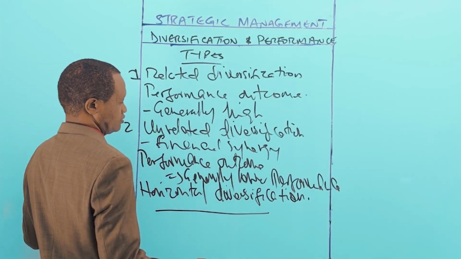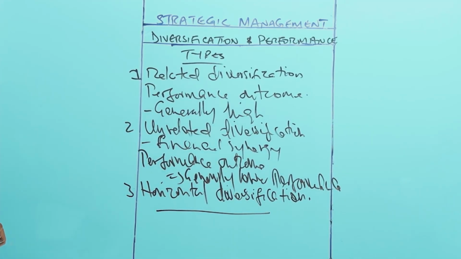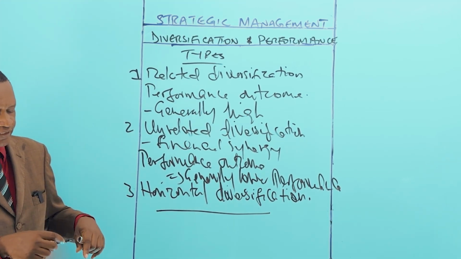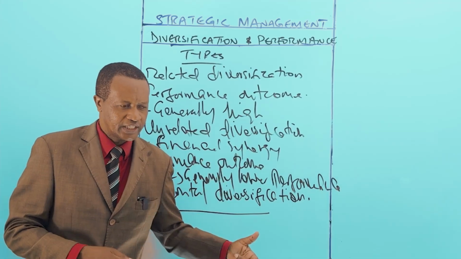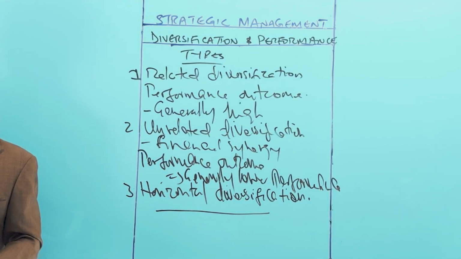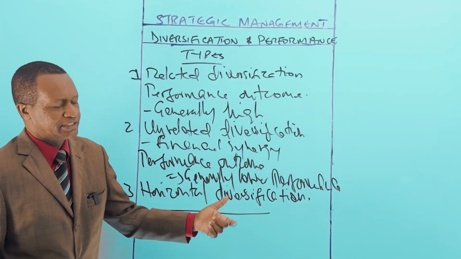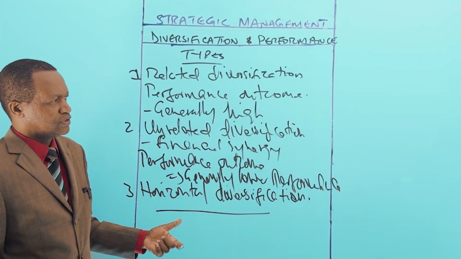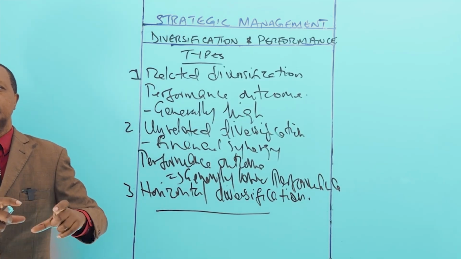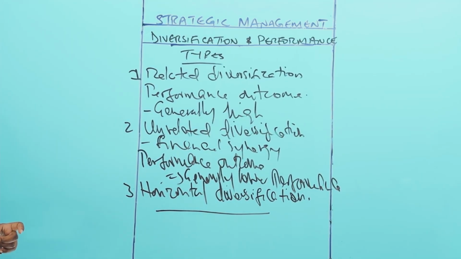Horizontal. The products of the parent company and the new units are technologically unrelated, but they appeal to the existing clients. You understand? Yes, that is horizontal. And the mechanism here is to leverage customer loyalty and brand strength.